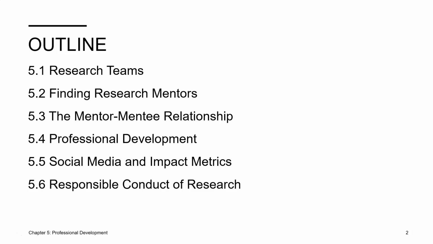Section 5.1 goes over research teams. Section 5.2 covers finding research mentors. Section 5.3 goes over the mentor-mentee relationship. Section 5.4 covers professional development. Section 5.5 covers social media and impact metrics. And Section 5.6 goes over responsible conduct of research.